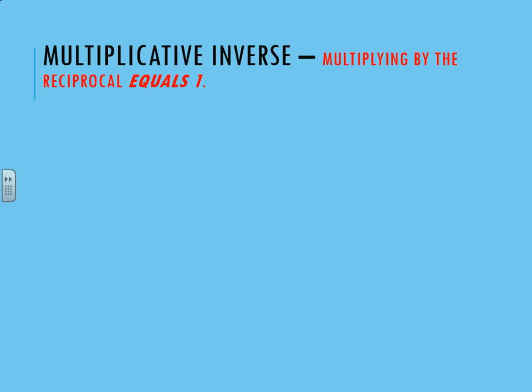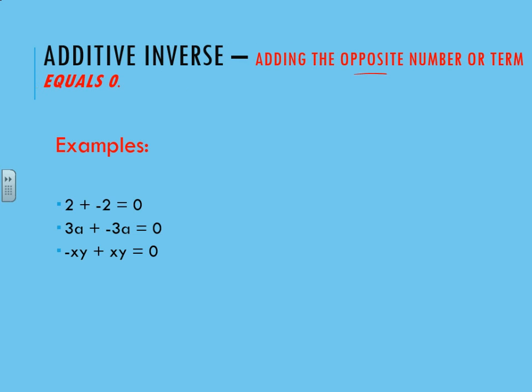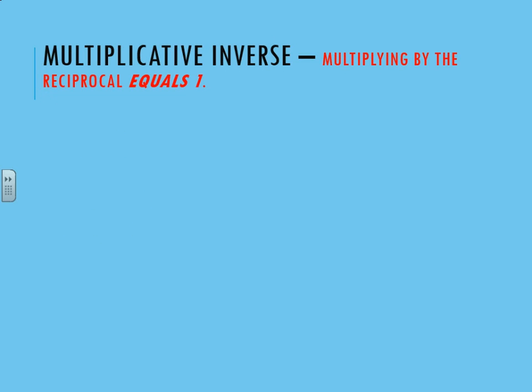The multiplicative inverse property means we multiply a fraction or a number by its reciprocal, and that will equal 1. So notice your inverse properties are always going to be equal to a specific number. If it's additive inverse, we're always equal to 0. If it's multiplicative inverse, we're always going to equal 1. So here's an example. I start out with 7/8 and I multiply by 8/7.